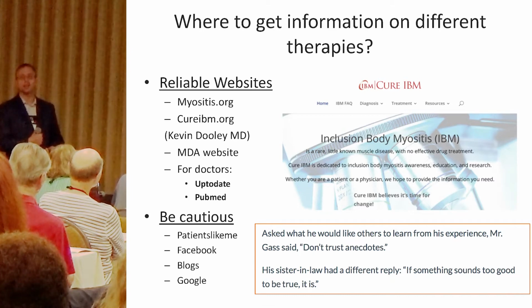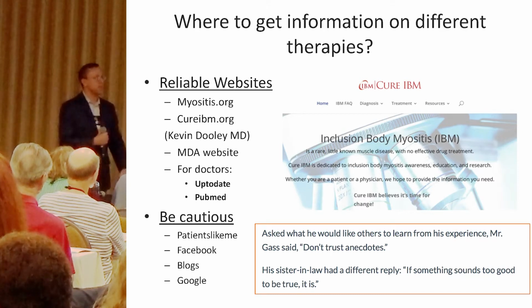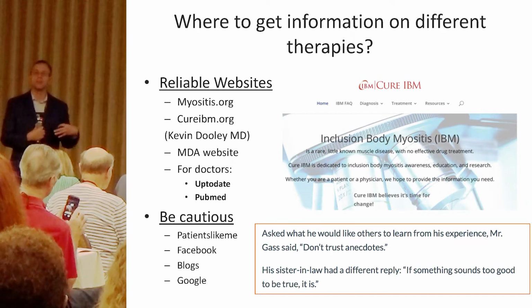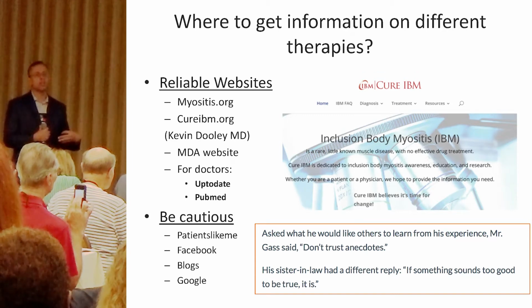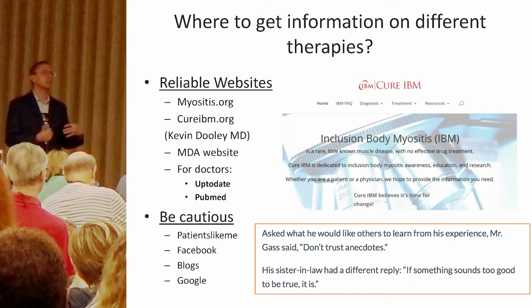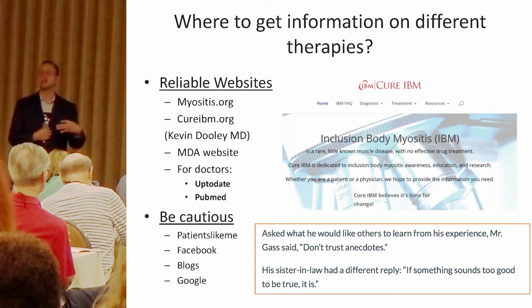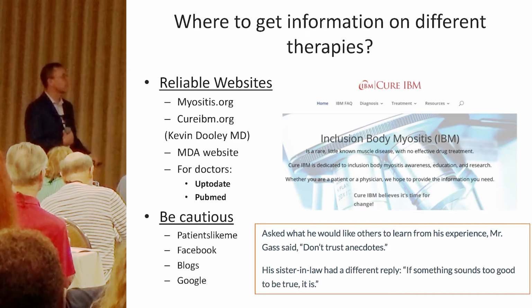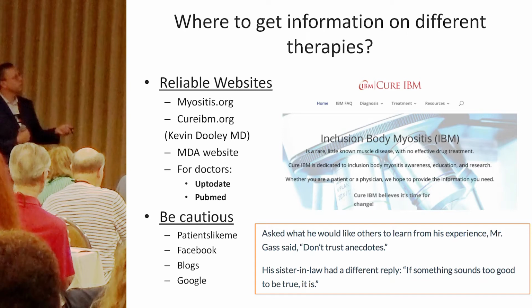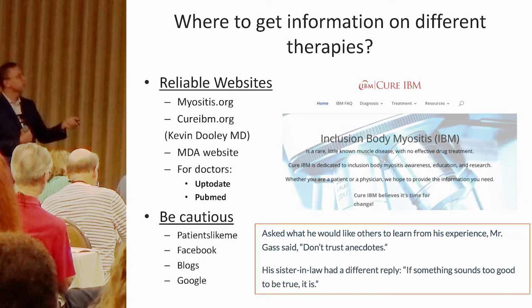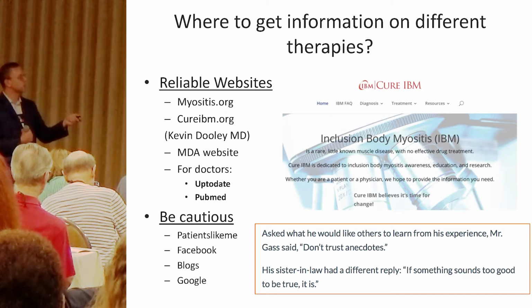Probably the most important thing that I would like to convey to you is that IBM is a lifelong disease, and it's really important that you have a strong support system, and that includes a good physician and a good source of information on ways you can help manage your disease. What I've listed here are some websites that I think are reliable. Of course our TMA has an excellent website, and there are many others.